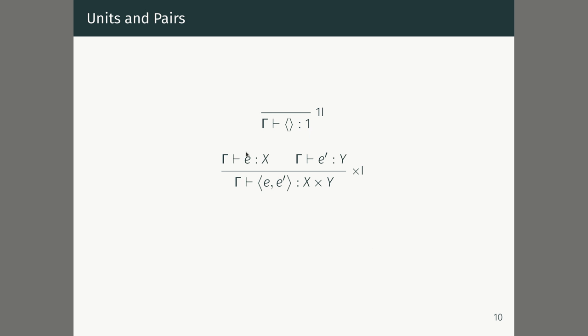And if you have two expressions, e, which has the type X, and e prime, which has the type Y, then you can put the two together in a pair, e comma e prime, to form something that has the product type, X times Y. And if you have something of product type X times Y, you can take the first component to get the X, and you can take the second component to get the Y.